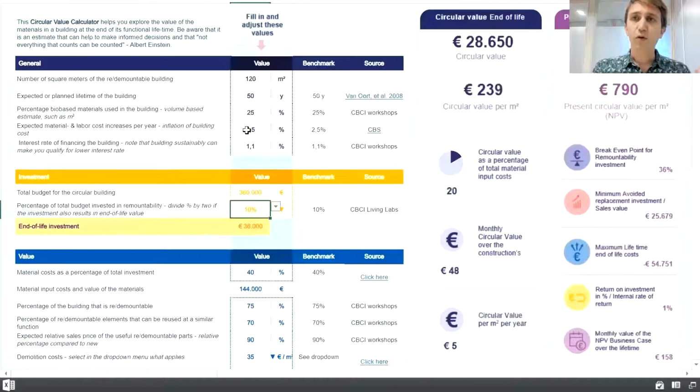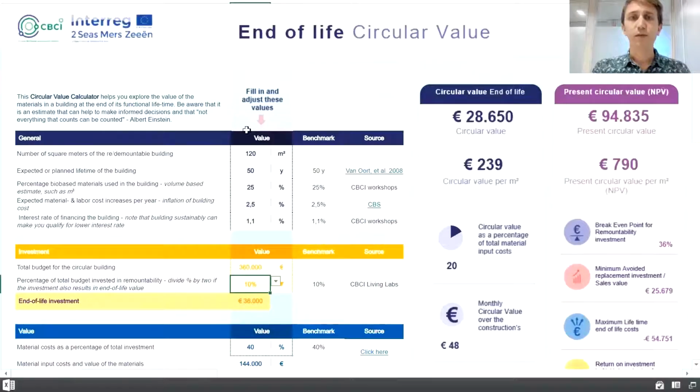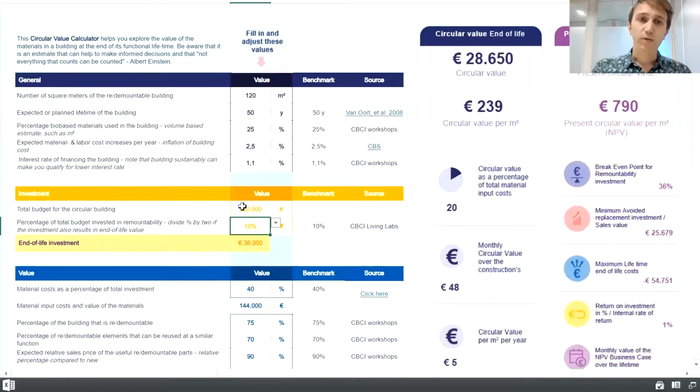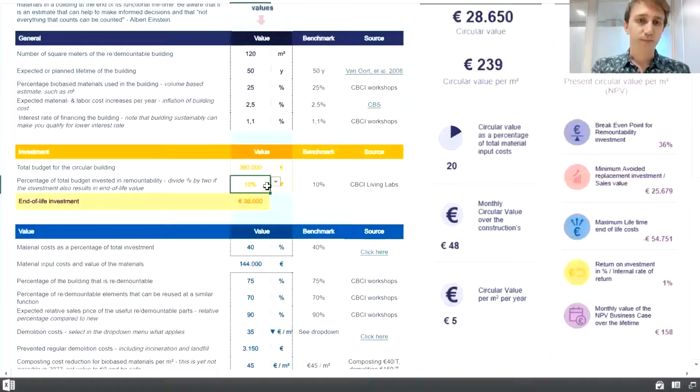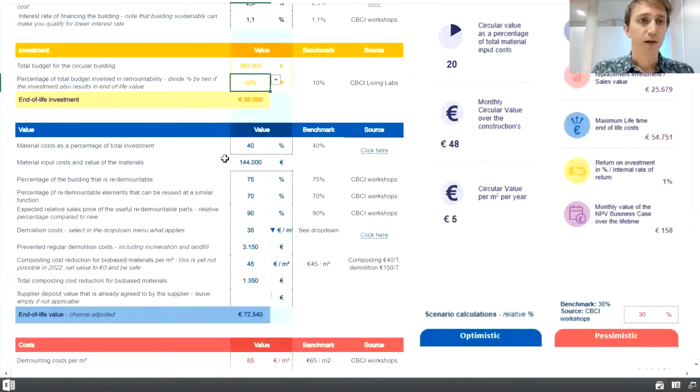euros. If you also see flexible value, so that's the other calculator that we have, that means throughout the lifetime you change the building or the setup or the location, then you might want to divide this investment by 2, since it both entails end of life value, so getting it apart and getting value back for the materials, as well as flexible value. But that's up to you.